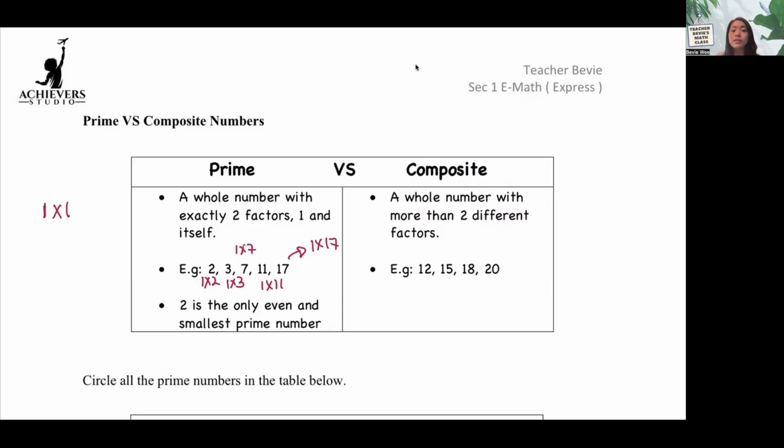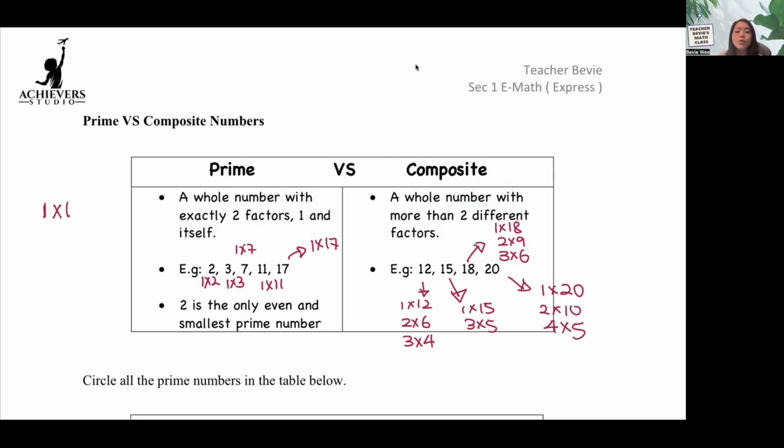As for composite numbers, it's the opposite of prime. It will have more than two different factors. So for example, numbers like 12, 15, 18, and 20. For 12, I have 1 and 12, 2 and 6, 3 and 4. 15, I have 1 and 15, 3 and 5. 18, we have 1 and 18, 2 and 9, 3 and 6. And likewise for 20, I have 1 and 20, 2 and 10, 4 and 5. So you will realize that they actually have a lot more different factors. So they are composite numbers.